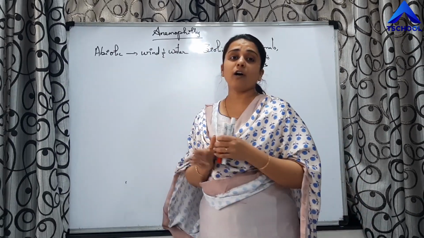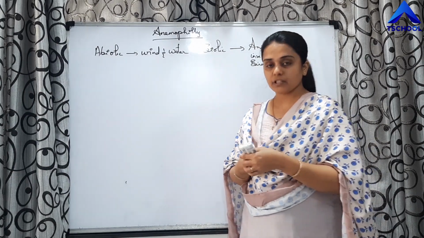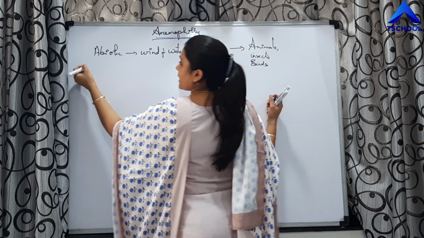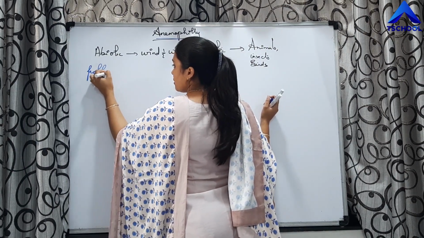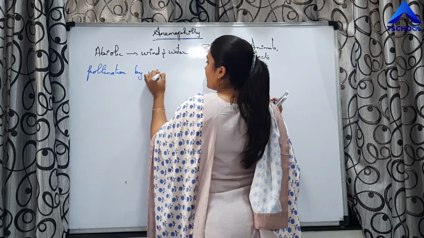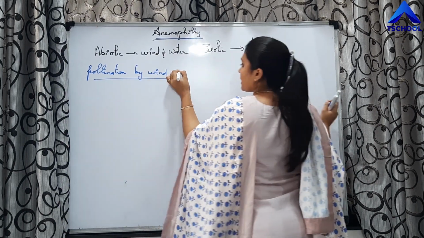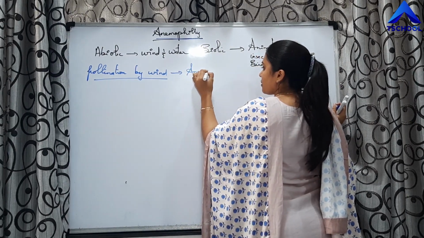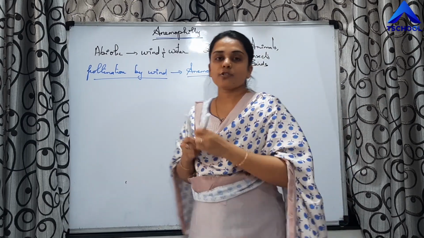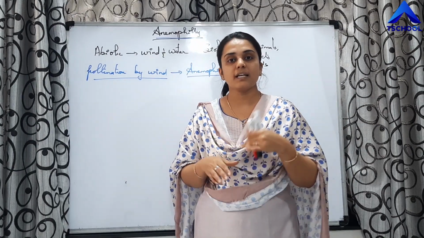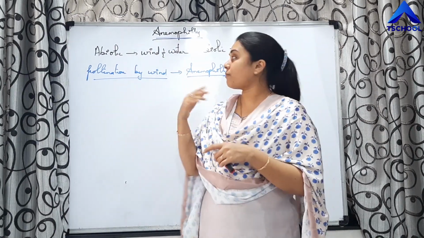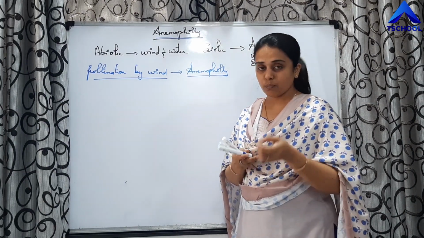So first we will study how the abiotic agencies will help in the pollination. We will start with anemophily. What is anemophily? Pollination by wind is called anemophily. Right? So air currents or the wind currents are helping in the pollination, that is transfer of the pollen grains. Such type of pollination is called anemophily.